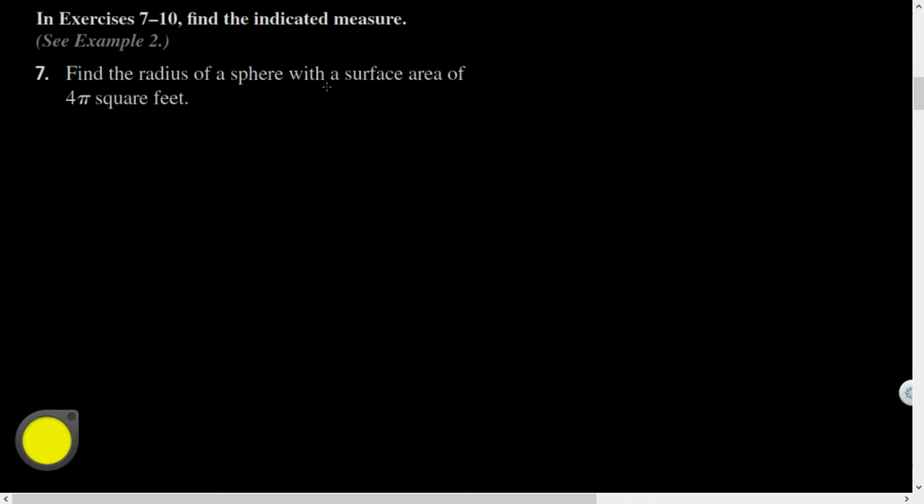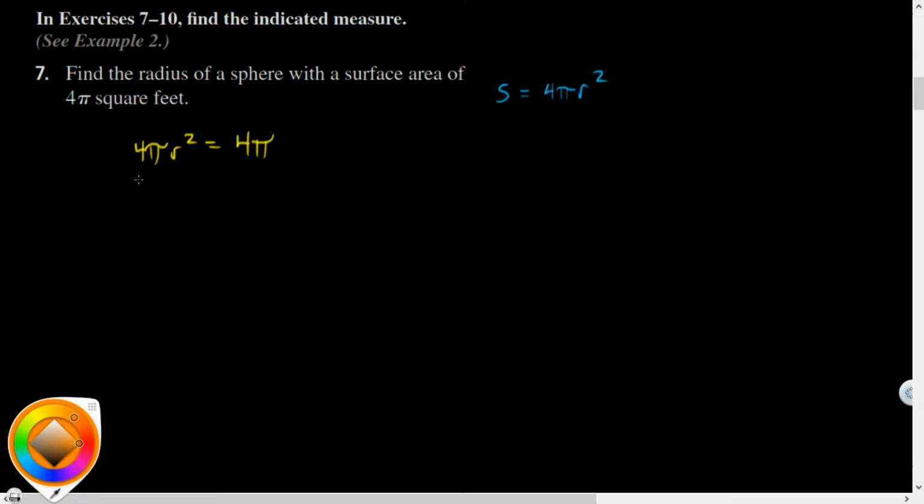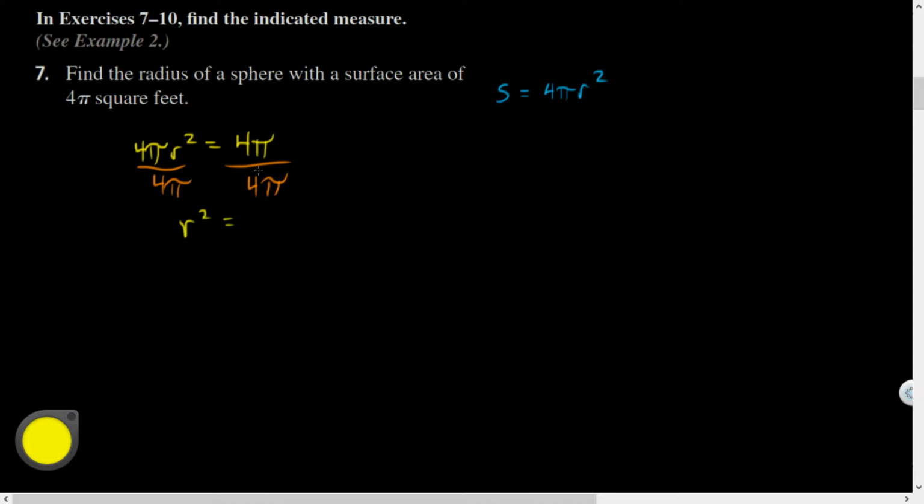Find the radius of a sphere with a surface area of 4 pi. So now I'm just going to plug that into that formula. Surface area is equal to 4 pi r squared. So 4 pi r squared is equal to 4 pi. And solve for r. Divide both sides by 4 pi. R squared is equal to 1. Root both sides, plus or minus, don't forget it, but then forget the negative 1 anyway because this is geometry. So r is equal to 1.